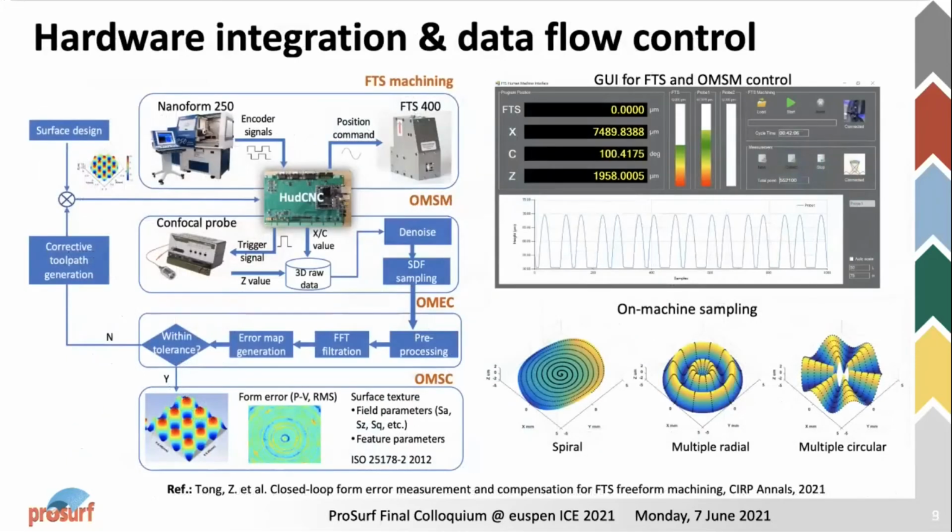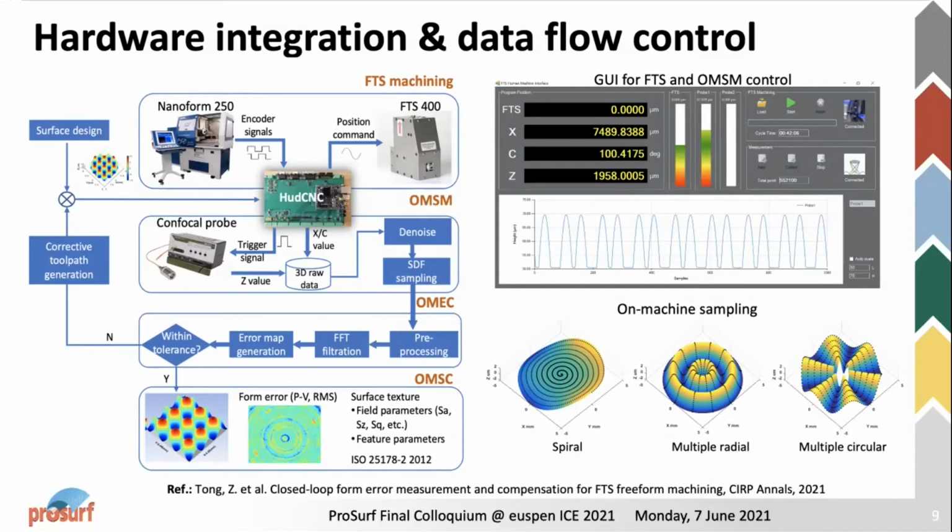To control the whole process, a controller was developed for data synchronization and data processing. Here is the whole framework of the developed fast-tool-servo machining and on-machine system with four functional modules. That means the fast-tool-servo machining module, the on-machine surface measurement module, the on-machine error compensation module, and the on-machine surface calibration module. And the control panel, as shown on the left-hand side, was developed to control the whole process for both the machining and the surface alignment.